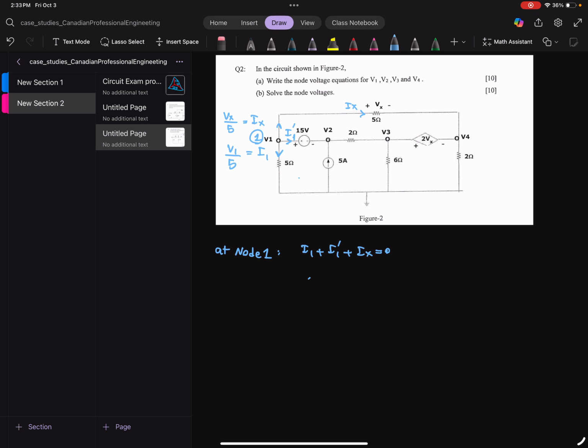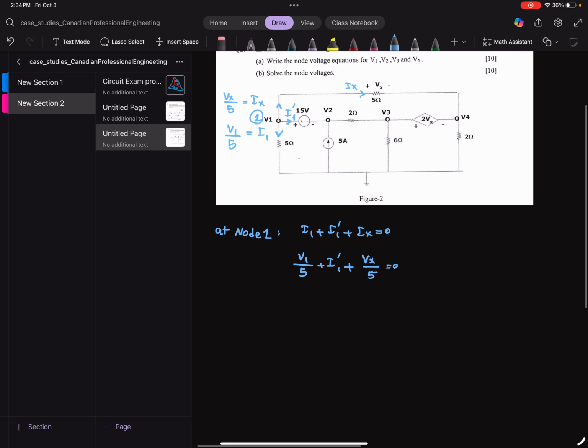It's a mix of equations. We have to use the currents and the voltages because we have everything here. I1 is V1 over 5. I prime 1, let's keep it as it is because we don't know how much it is. Here we only have a voltage difference, plus Ix, which is Vx over 5, is equal to 0.